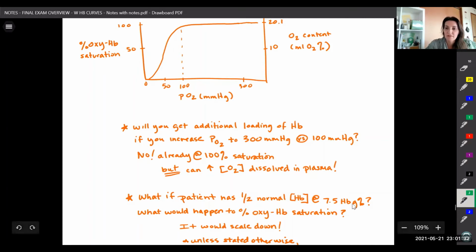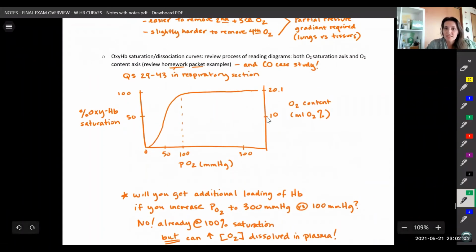If they have 7.5 grams percent for hemoglobin concentration, and we assume they're fully saturating their hemoglobin during that exchange at the lungs, we just multiply 7.5 by the 1.34 milliliters of oxygen per gram of hemoglobin to get the maximum oxygen carrying capacity for this individual's hemoglobin. And it's probably going to be around the 10 that's shown here on this diagram, compared to the normal 20. And so their overall oxygen content is going to be greatly decreased.